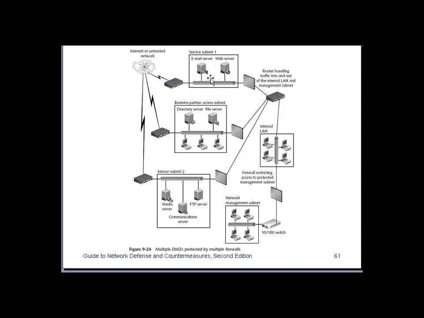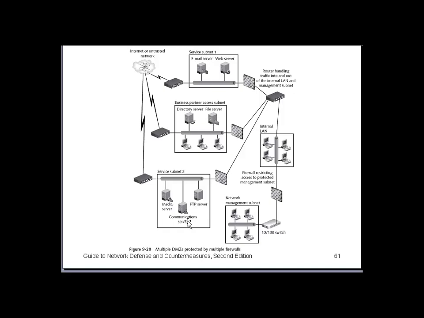Notice that we have multiple DMZs in here. We have this little simple screening router right here, and anything coming in from the internet would go through this screening router, which would allow it access to the mail server and the web server. Here we have a business partner across a subnet, who would access this DMZ through this screening router and would be allowed access to the directory server and file server.